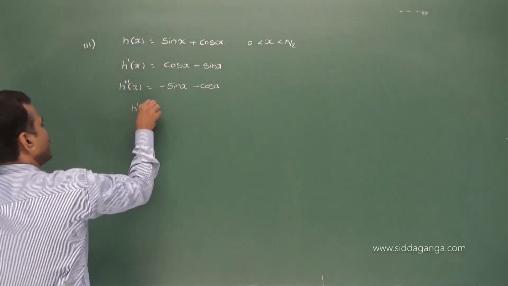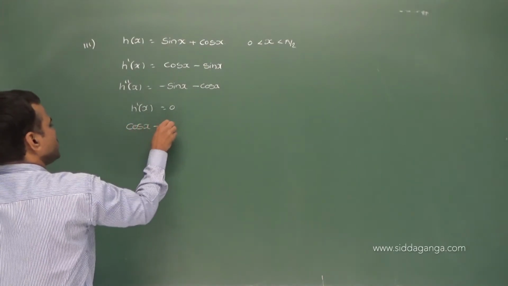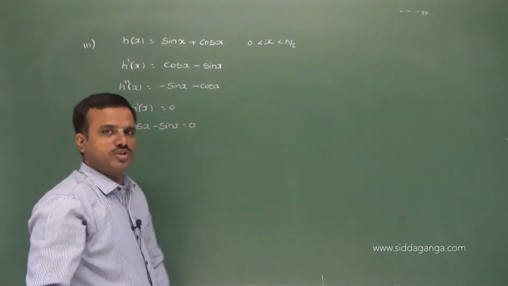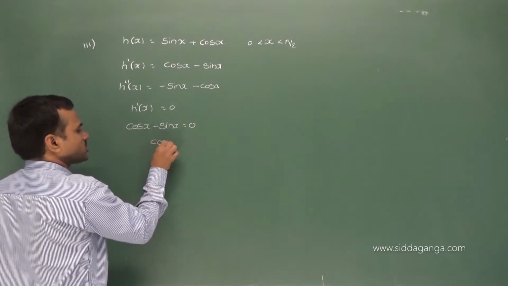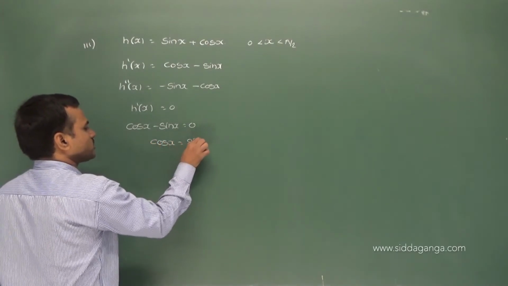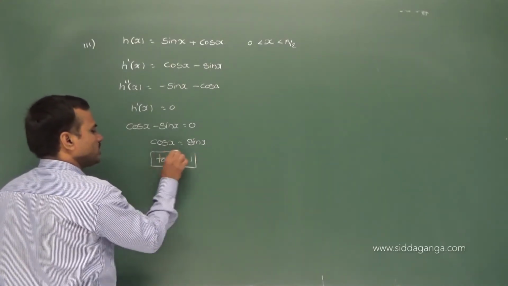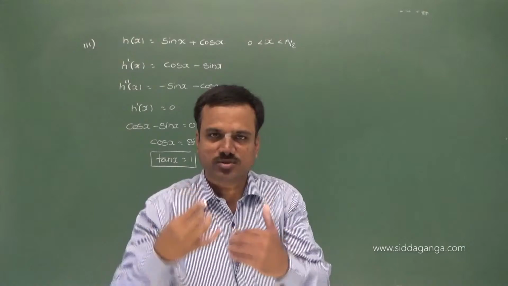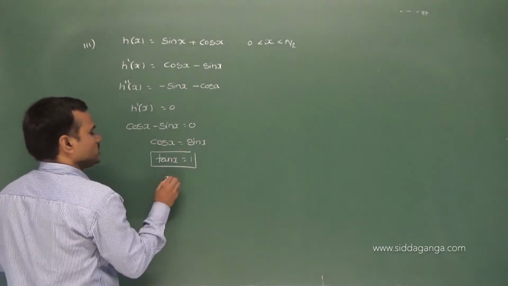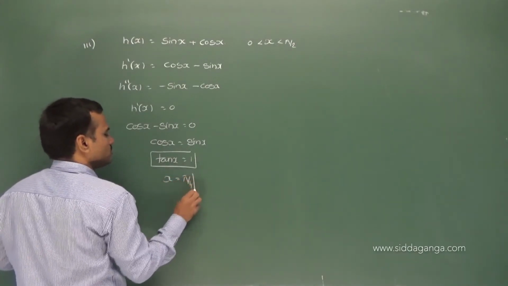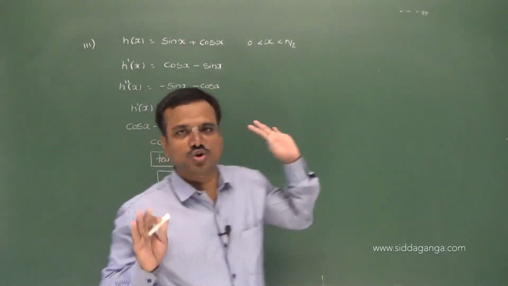H dash of x is equal to 0. Cos x minus sin x is equal to 0. Cos x is equal to sin x. Tan x is equal to 1. Correct na? Sin x by cos x, tan x is equal to 1. So when it is 1, x is equal to pi by 4. Correct? X is equal to pi by 4 is the critical point in between 0 to pi by 2.